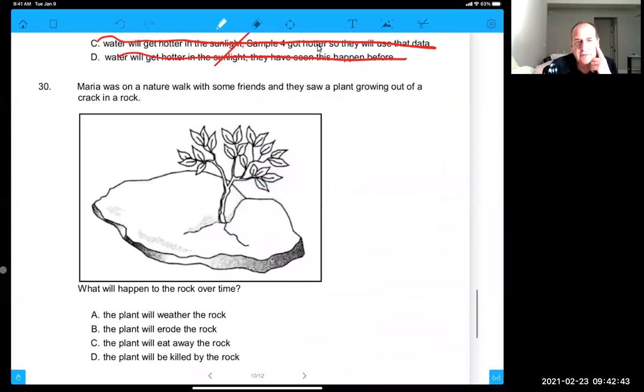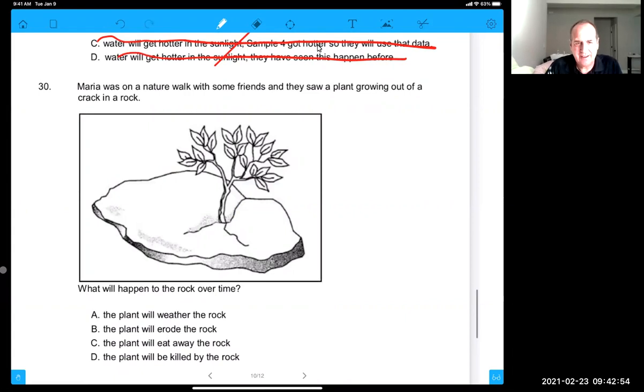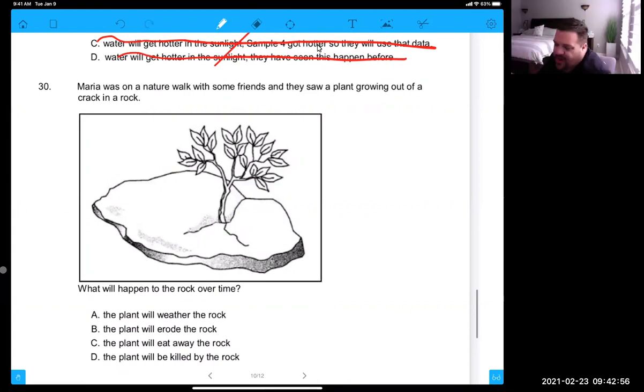Ooh, we talked about this. So Maria was on a nature walk with some friends and they saw a plant growing out of a crack in a rock. What will happen to the rock over time? Crack it. So the plant will weather the rock. That's not true. The plant will erode the rock.